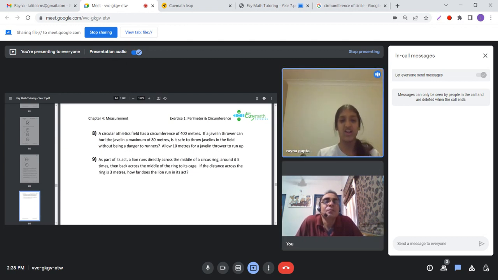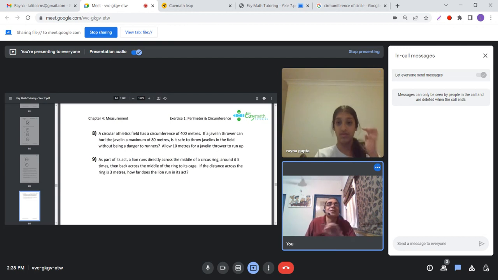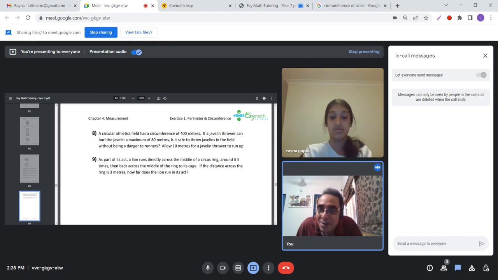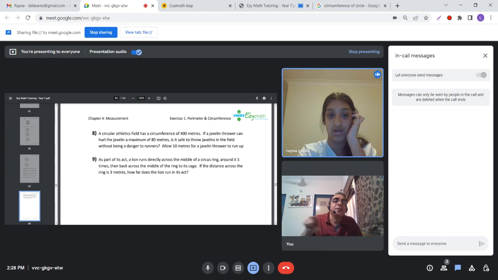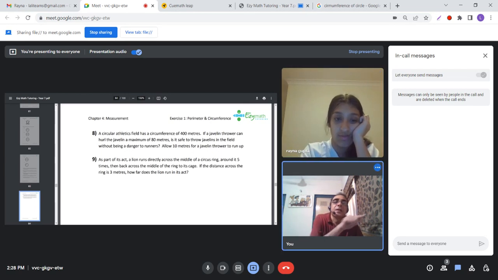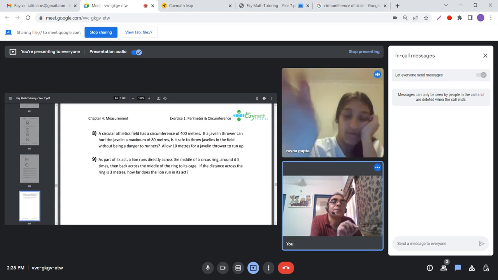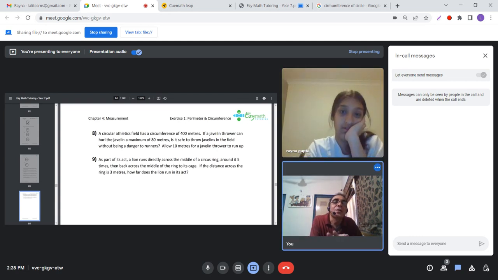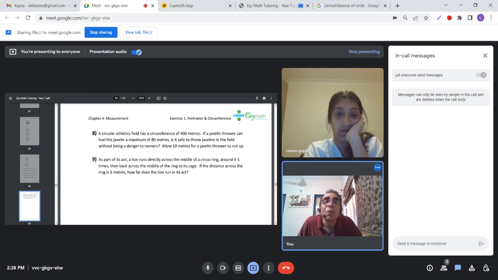400 divided by 80? No, no. See, it's a simple question for circumference and perimeter of a circle. Now, circumference is 400 meters. The lengthiest line in a circle is called its diameter. That means if the javelin thrower is standing at one point on the circle, the maximum distance given to him could be the diameter.